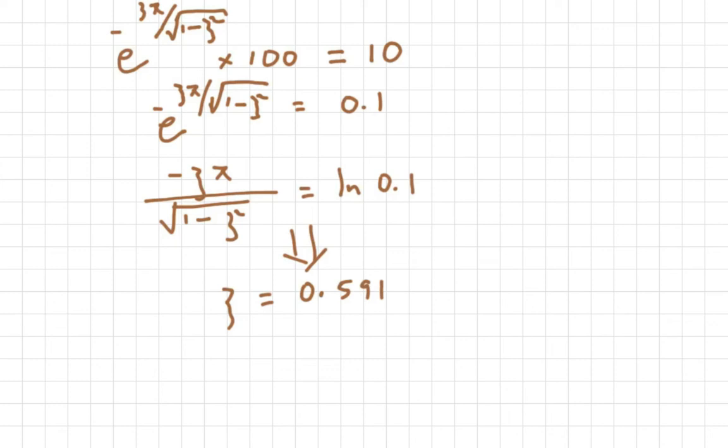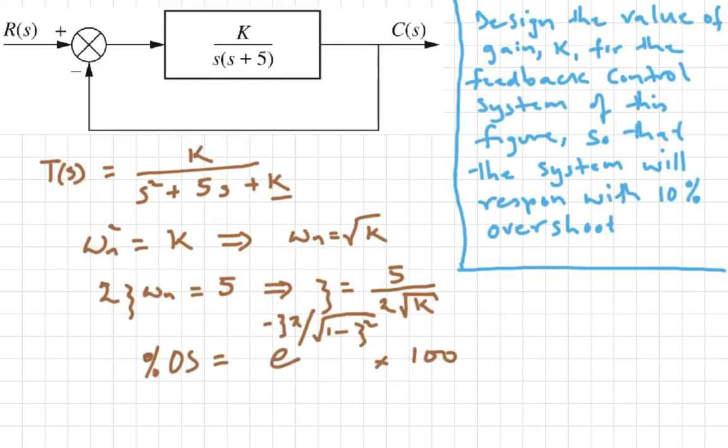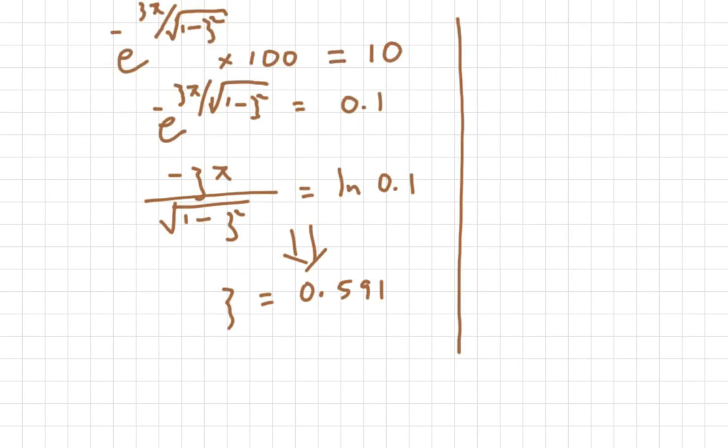So now we know what our zeta is, but the question is to find the k value. So we go back to our equation for the zeta. We said that zeta is equal to 5 over 2 square root k. So we will then write 0.591 is equal to 5 over 2 square root of k.